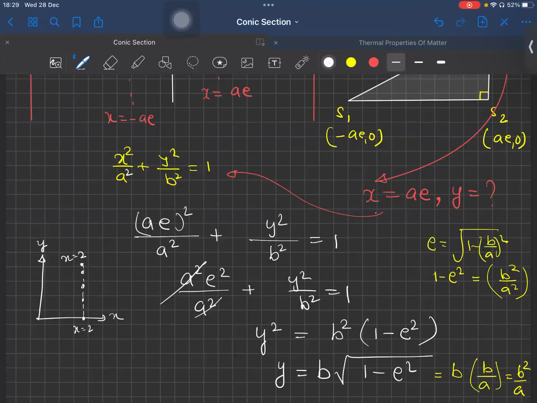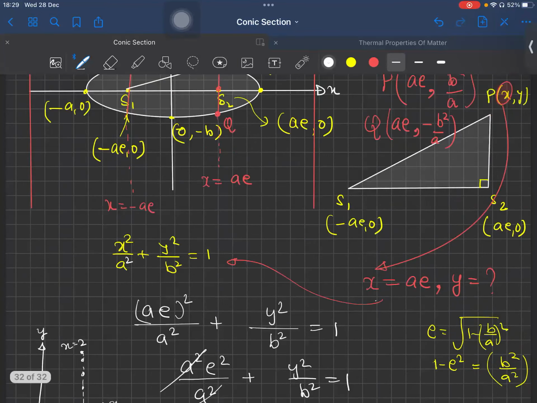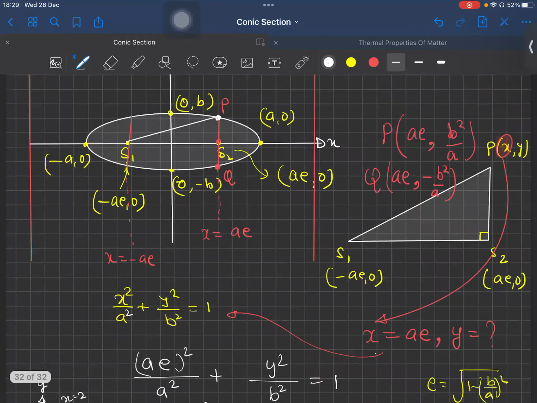Yes or no? So same thing. Now see here, the coordinate of S we know. So if you draw a vertical line, it will intersect the ellipse at P and Q. That's why the X coordinate of P is AE, and also the X coordinate of Q is AE, because the coordinate of this point S2, the second focus, is AE.